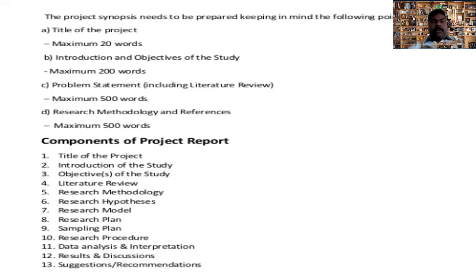The research methodology will be maximum 500 words. The components of the project synopsis report will be: title of the project, introduction of the study, objectives of the study, literature review, research methodology, research hypothesis. This is for the thesis. Then the statement question we are going to write, research model, research plan, sampling plan, research procedure, data analysis and interpretation, results, discussions, and suggestions.